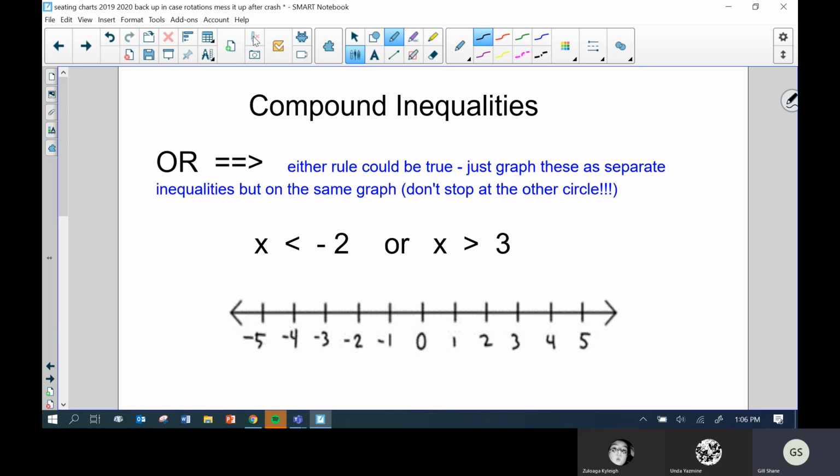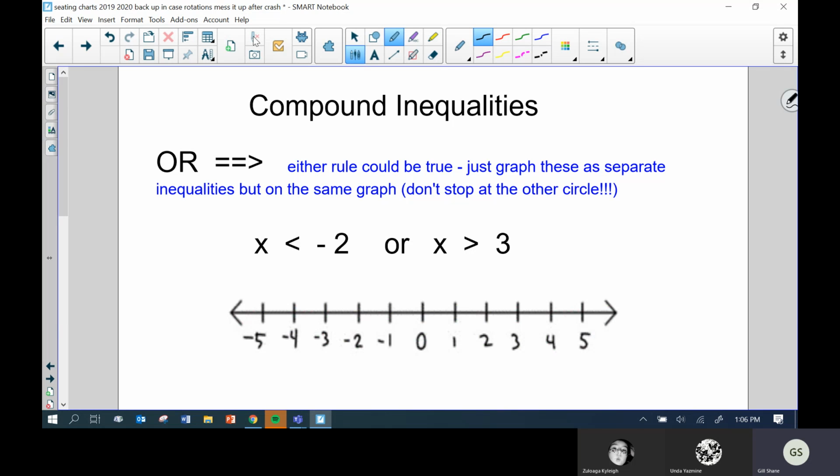What do you mean on top of the circle? Inequalities, but on the same graph. Just graph it, and I'll show you what that means later. Right now, just graph it. It won't matter for this first one anyway. Don't stop at the other circle, because it doesn't come into play for this graph. It'll come into play for the next one. You can do this one without understanding what that means. It's just a mistake that sometimes students make.